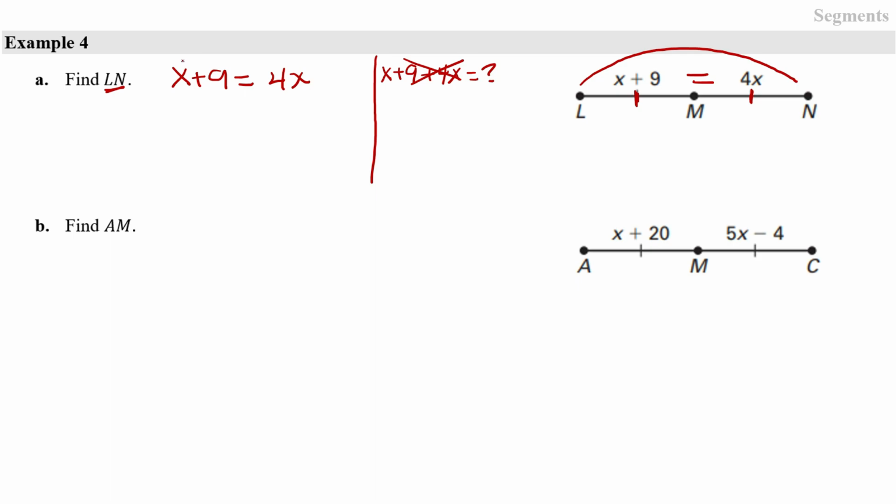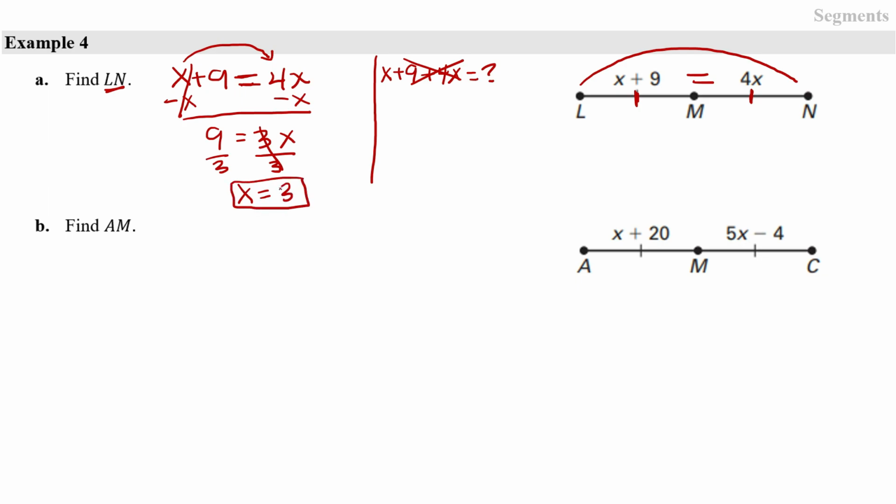How can I bring this x to the right side to combine it with this x? Well, there's an equal, so you don't add them. But I can do the opposite of adding x to 9, and I can subtract x from both sides. This will cancel, leaving you with 9 equals to, and then 4x minus x will be 3x. And then I can divide both sides by 3. This cancels, and I get x equals to 3. Okay. Now, once again, they're not asking us for x. They're asking you for the distance from L to N.